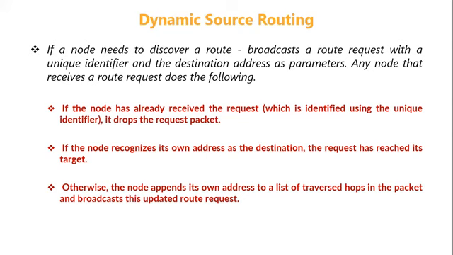Originally in the list of traversed hops, only the source node will be there. Now when it goes to the next node, that node will also be added. Right, so this is how the DSR algorithm works. These are the 3 steps involved in the dynamic source routing algorithm. Now let us discuss this with an example.